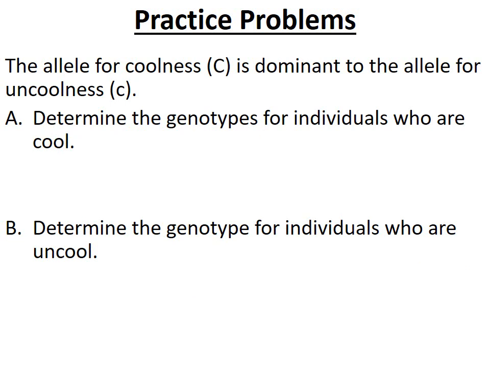You should try this one out yourself, and then check your answers after. The allele for coolness, big C, is dominant to the allele for uncoolness, little c. Determine the genotypes for the individuals who are cool. There are 2 possible ones, big C, little c, or big C, big C. Determine the genotype for individuals who are uncool. There's only one, since that's recessive, and that's little c, little c.